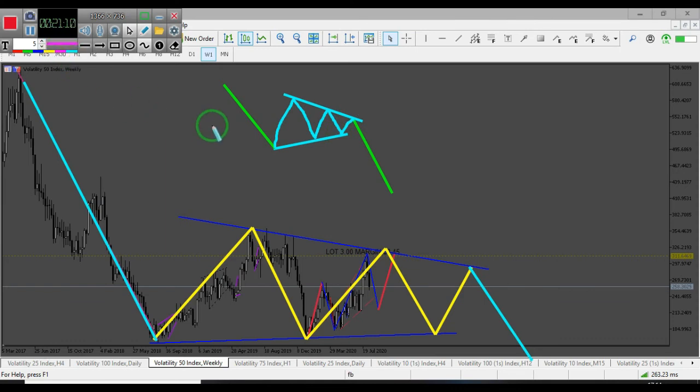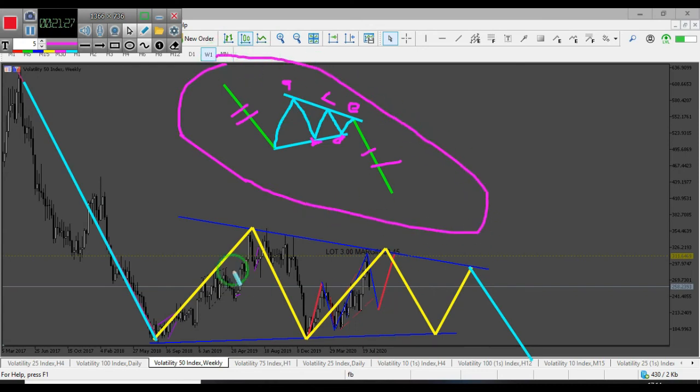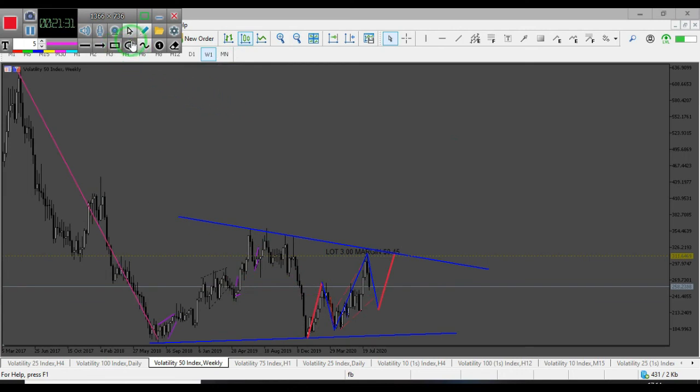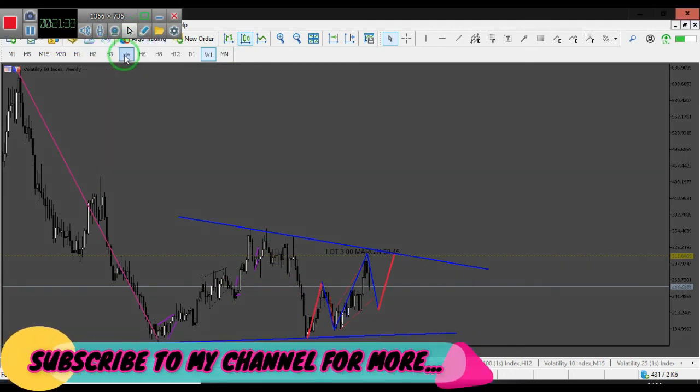So definitely this should be almost equal to this. So we'll be having something like an A, B, C, D, and then E here. So this is what I expect to see here. Let's go down to the lower time frames.